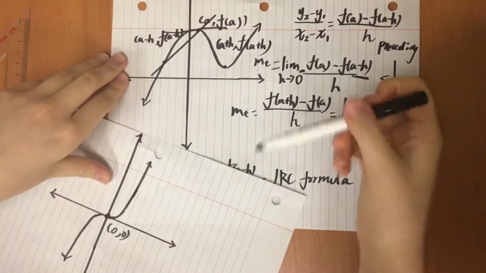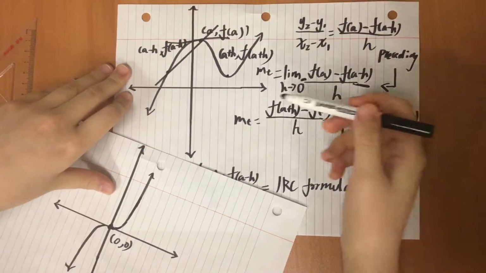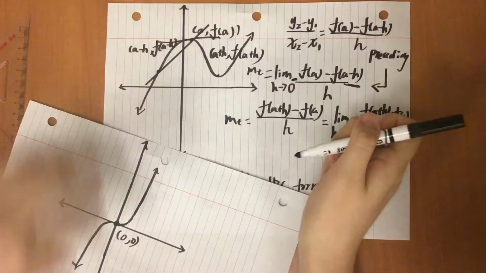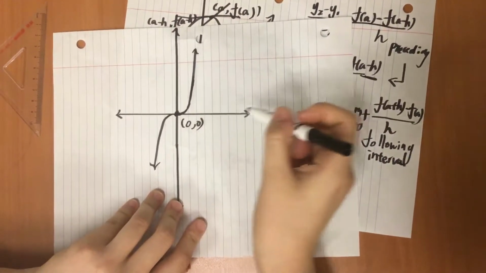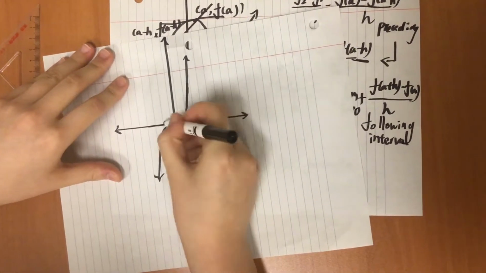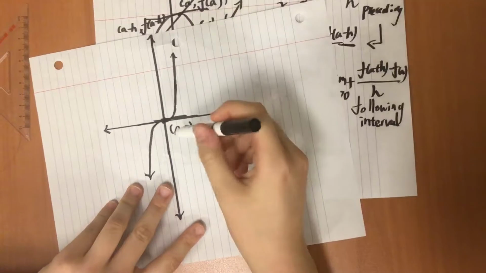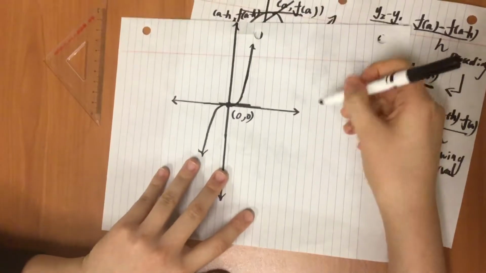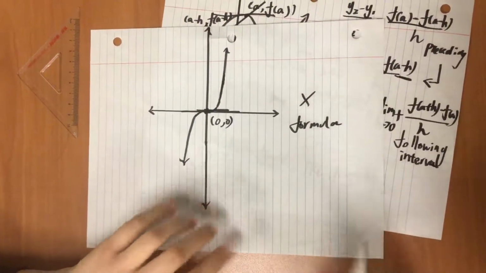Because the idea of a tangent line is that the tangent line touches the graph, touches the function, but doesn't cross the function. At this point, (0, 0), it's a horizontal slope of tangent. The tangent line is equal to the x-axis, but we can see that the tangent line is crossing this function, so we cannot use the formula. That's all. Thank you.